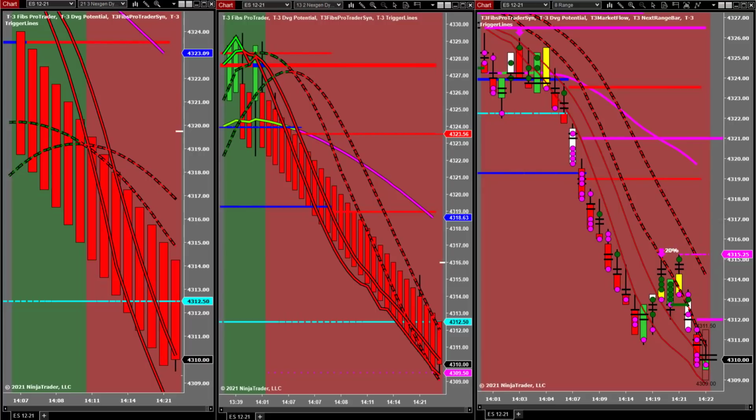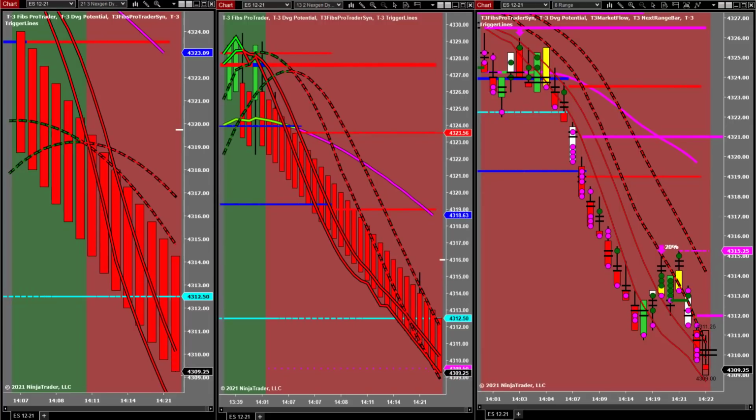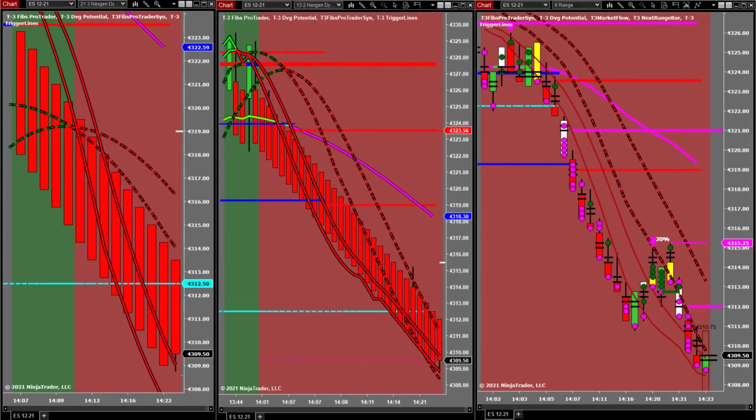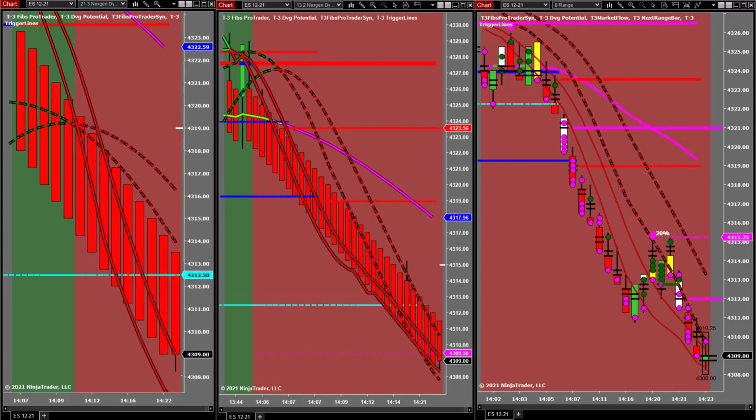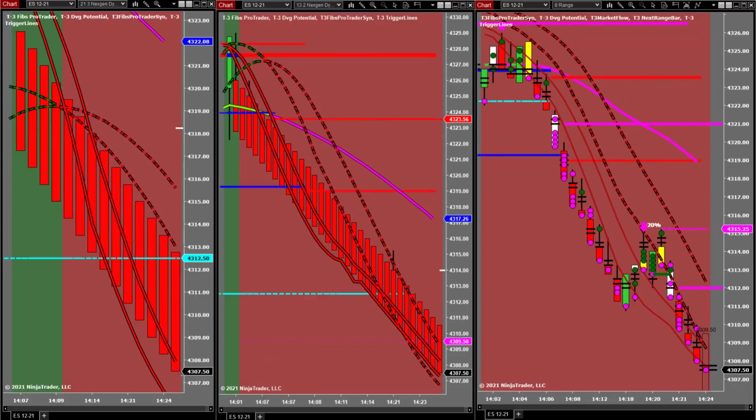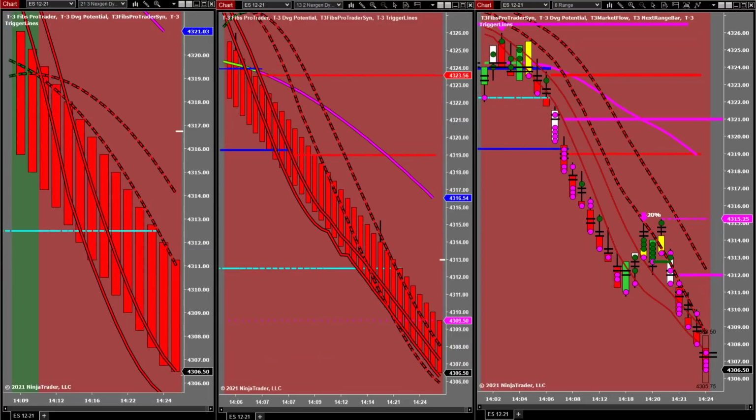Anyway, you may or may not do one more short. Again, double pivot stop out there. The trigger lines would have kept us from doing anything. Even if you didn't take a short trade, if you did, great.